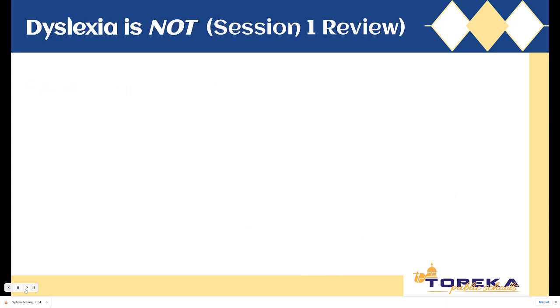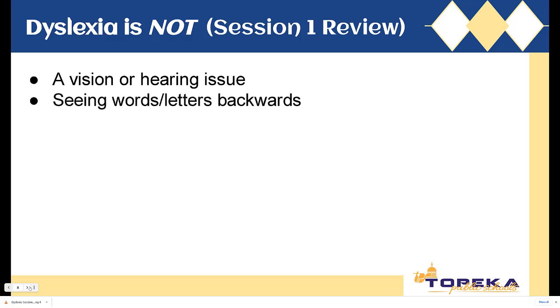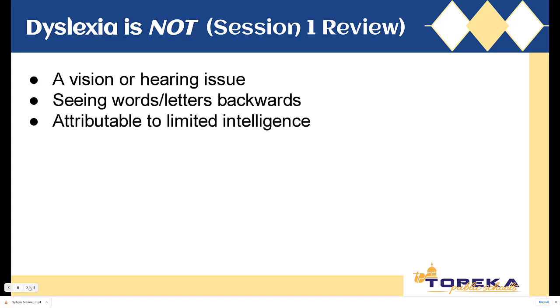We're now going to take a moment to review what dyslexia is not. Dyslexia is not a hearing or vision issue. It is not seeing letters or words backwards. Dyslexia is also not attributable to limited intelligence. In fact, the opposite is true. Often those who show characteristics of dyslexia are highly intelligent.